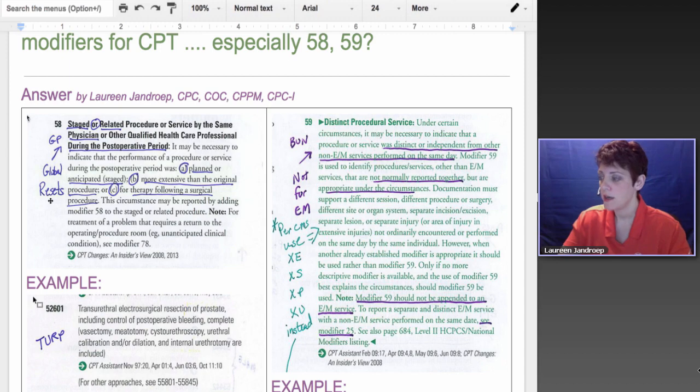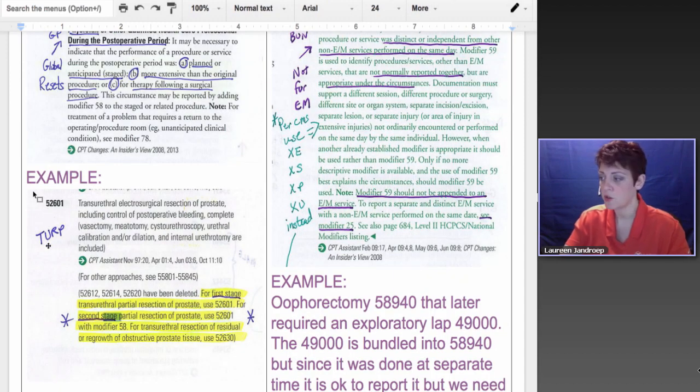Okay, so now you ask for an example. So here's one, 52601 for a TURP, a transurethral resection of the prostate. Okay, so you'll see here that it says for first stage transurethral partial resection of prostate, use 52601. That's the code we're looking at. For second stage partial resection of prostate, use 52601 with modifier 58. So this is an example where it can be a staged procedure using the same CPT code.